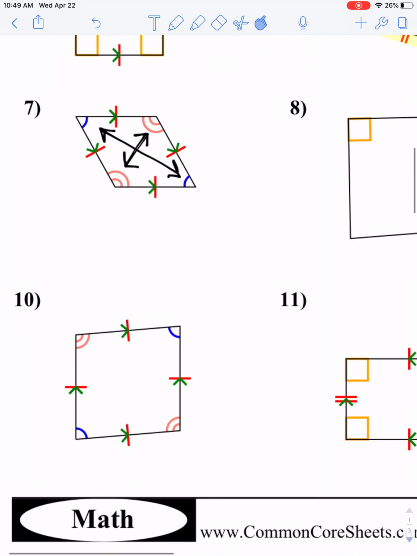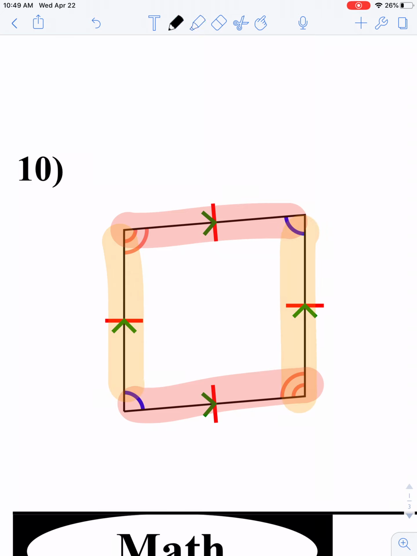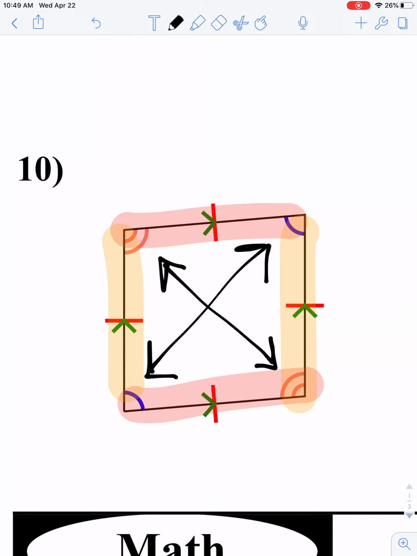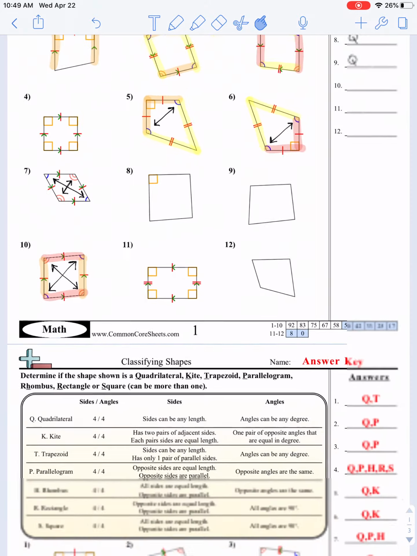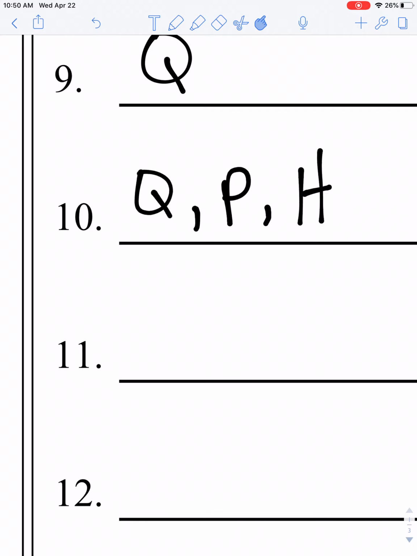All right, number 10 is a quadrilateral, has 4 sides. We can also say that number 10 is a parallelogram. Those opposite sides are equal in length. We can also say that it is a rhombus because the opposite angles are equal. Okay? So it can be 3 shapes: quadrilateral, parallelogram, and rhombus. Remember, we're using H for rhombus. 2 more.